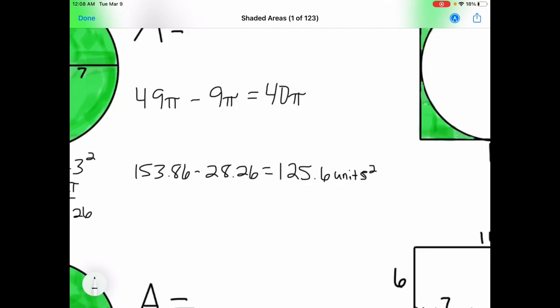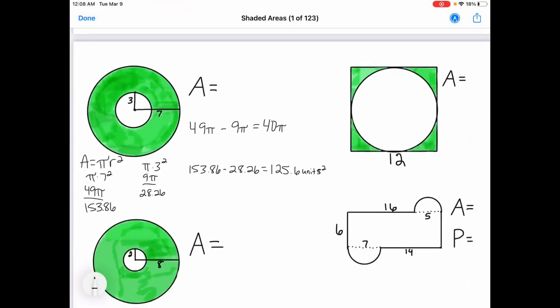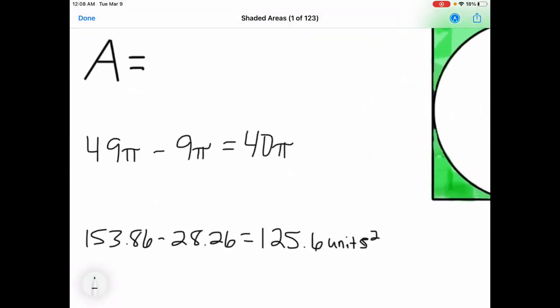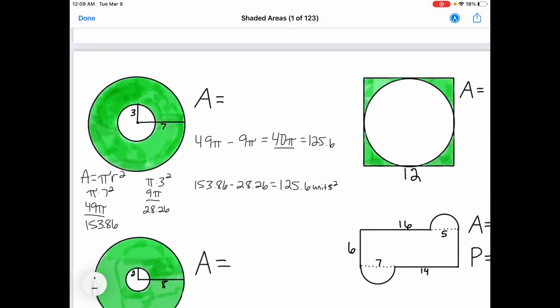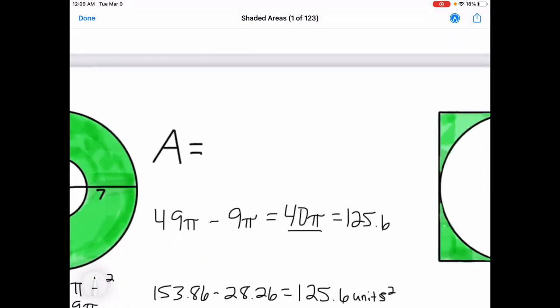And then if I go back to when I looked at 49 pi minus 9 pi, I found earlier that the area of the shaded part should be 40 times pi. So if I multiply 40 times 3.14, I also get 125.6. So that means the area of the shaded part is 125.6 square units.